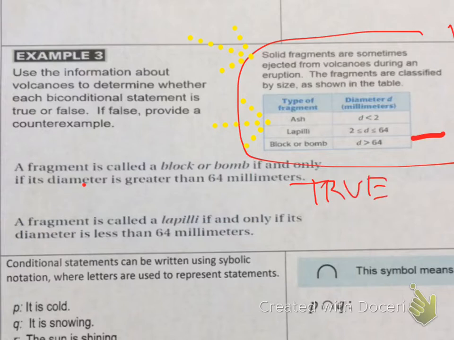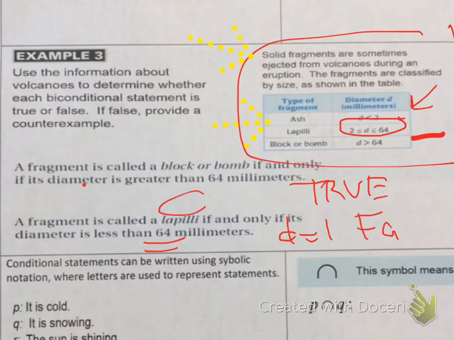The second problem says a fragment is called a lapillary if and only if its diameter is less than 64. So let's look at lapillary and see if it can be any number less than 64. Well, our restrictions say we have to be between 2 and 64. So what if my diameter is 1, which is less than 64? Is it still called a lapillary, or something else? It would be called ash. So this one is false, and diameter equals 1 is what we call a counterexample, an example that proves that the statement is false.